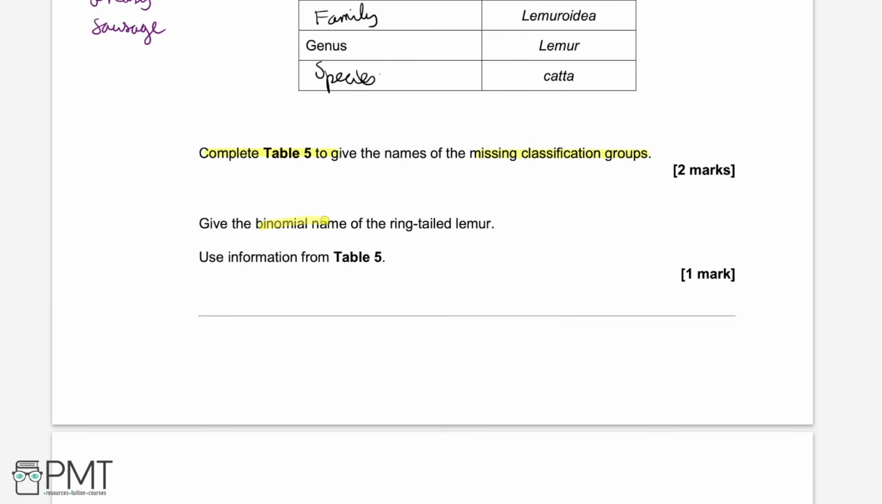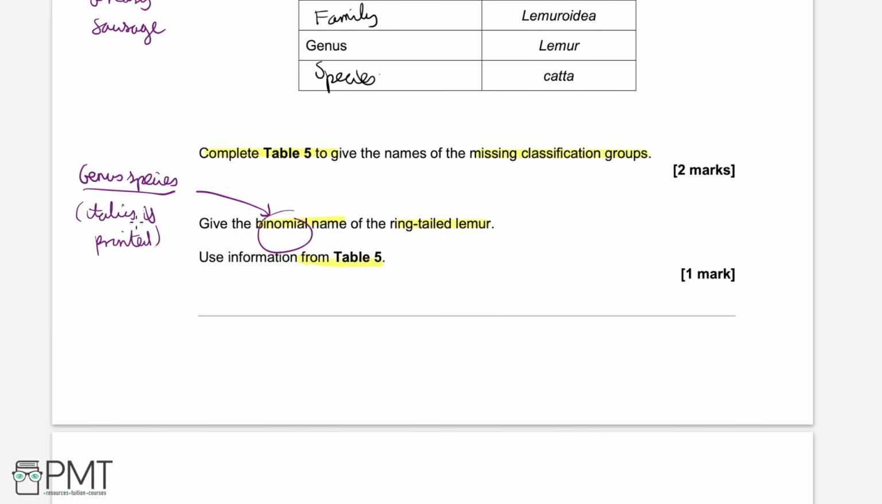Give the binomial name of the ring-tailed lemur. Use the information from Table 5. Well, binomial means dual, it means 2 parts to the name. For the ring-tailed lemur, and in fact for any species, this is composed of, first of all, the genus, followed by the species. The genus will have a capital letter, whereas the species will have a lowercase letter.